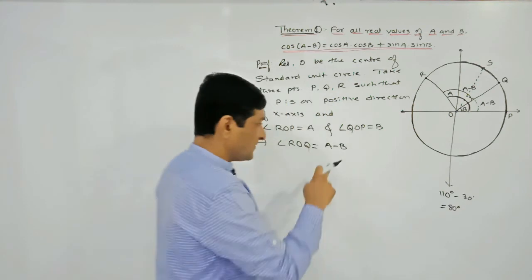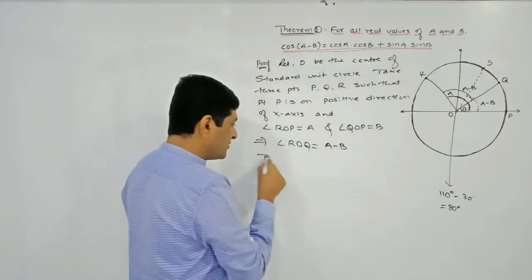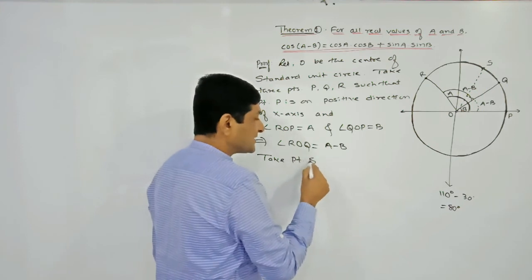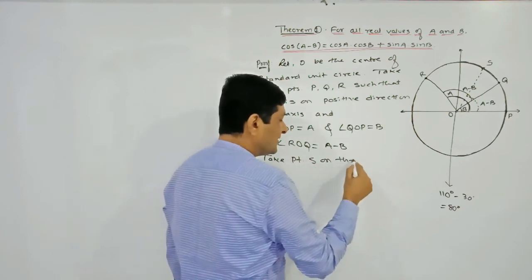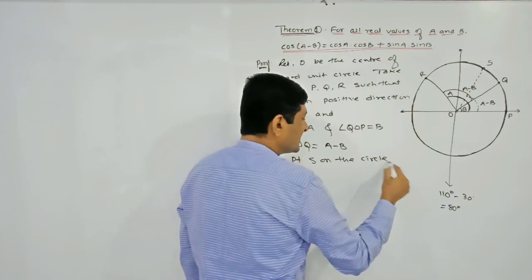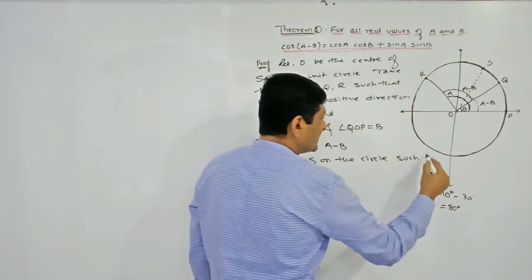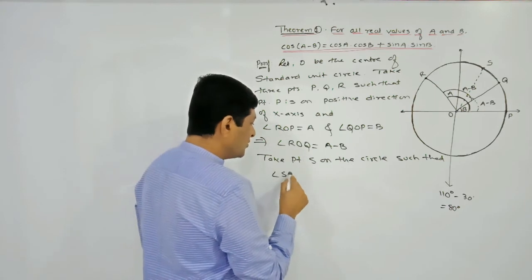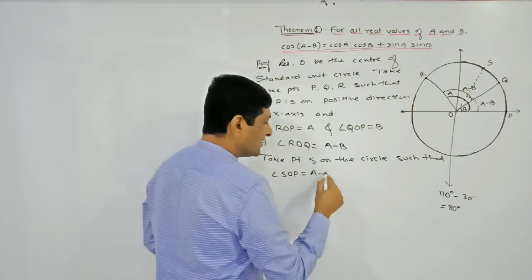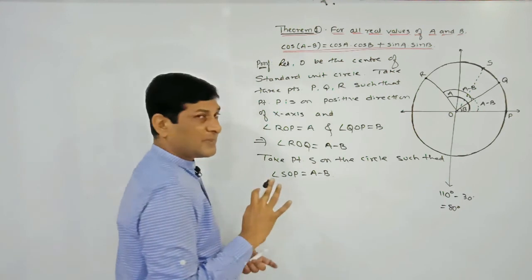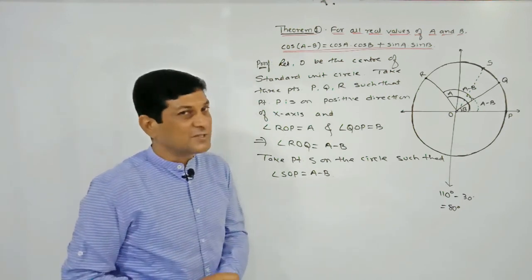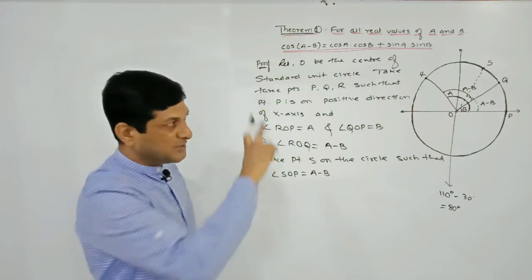So let us suppose that at OS we have got the angle 80 degrees, means what angle? A minus B. Later on we have taken a point. Take point S on the circle such that angle SOP is equal to what? A minus B.